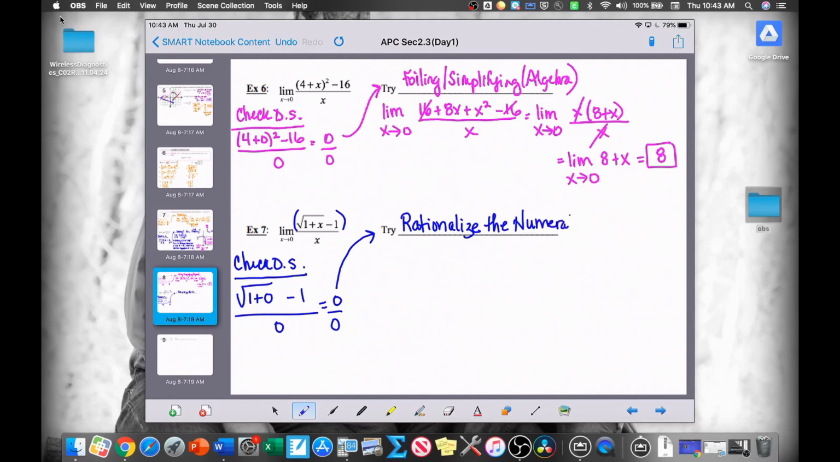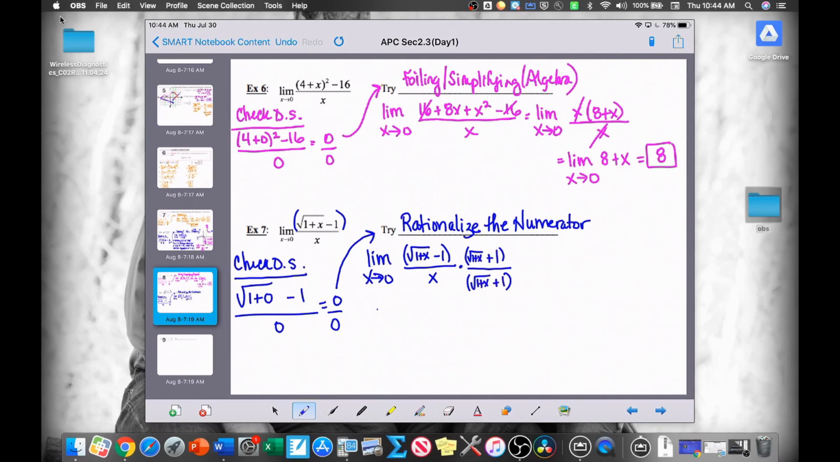We're used to rationalizing the denominator, but when we're working with limits, we do whatever we need to do to get the answer that we're looking for. So I'm going to try rationalizing my numerator. So I will have the limit as x approaches 0 of the square root of 1 plus x minus 1 over x. And if I'm rationalizing, remember, I am multiplying by the conjugate of the binomial. So in this case, it would be the square root of 1 plus x plus 1 in the top and the bottom.